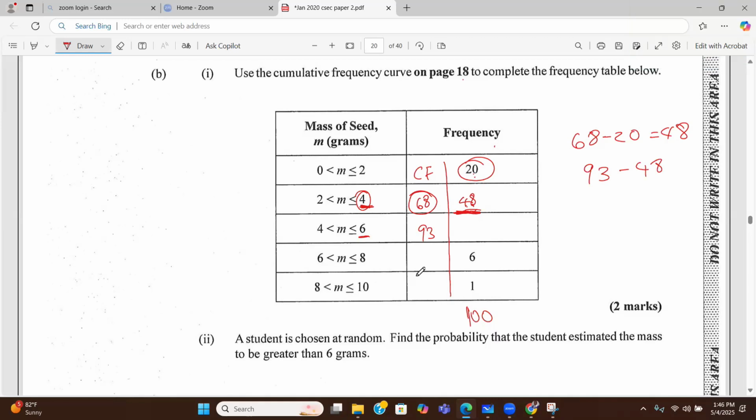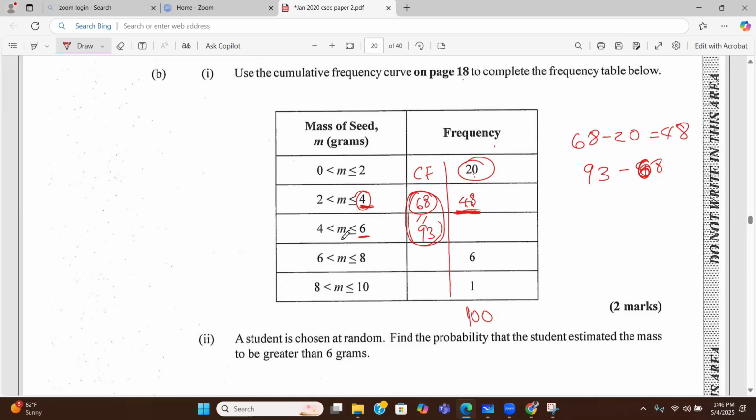Yes, sir. It is 93, sir. But hold on. No, I'm supposed to subtract 68. We're supposed to subtract these two cumulative frequencies, right? So it's 68 to subtract. My bad. You subtract two cumulative frequencies to give the frequency, okay? So 68. My bad. 25.